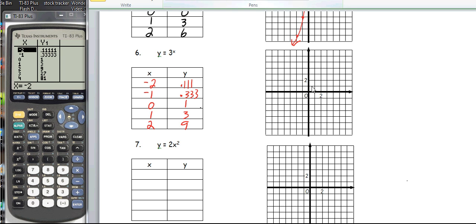Let me get a different color for this one just so we can see it. So at negative 2, it is 0.111, so it's not quite at the 0, so I'm just going to put that right there. Here it's about a third of the way up. There we go. Here it's 1. 1 is 3. And 2 is 9. That would be something like right way up here.